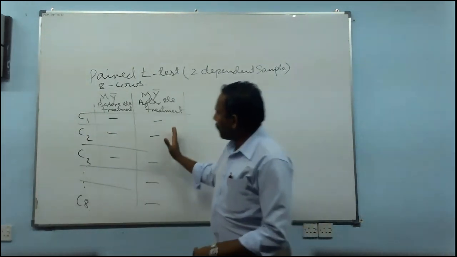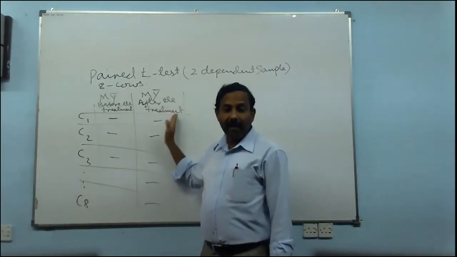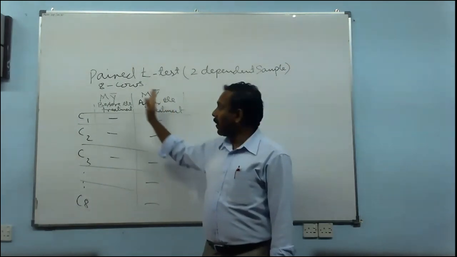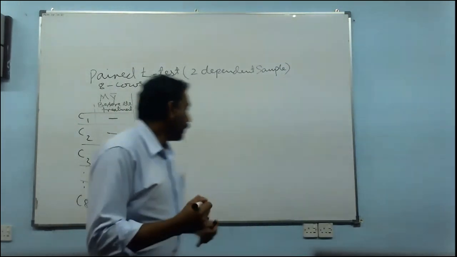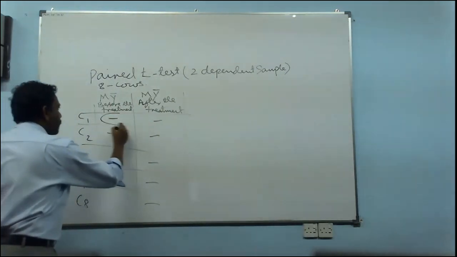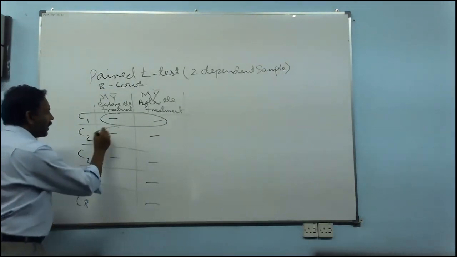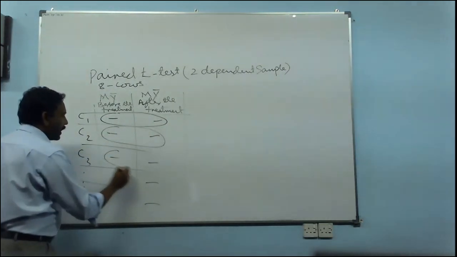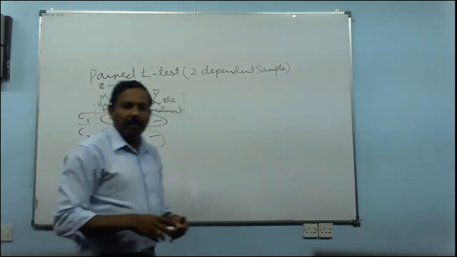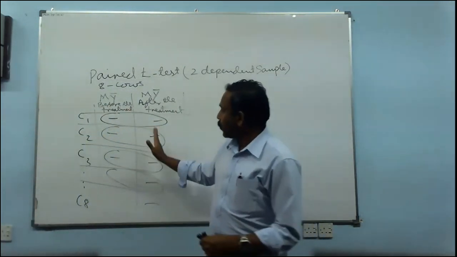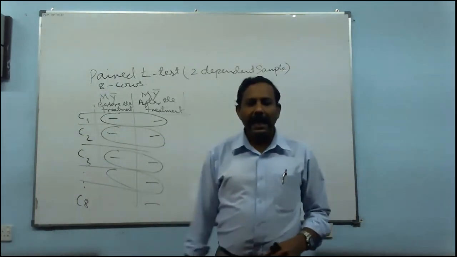So this population is totally dependent on this population's initial value. So this final value actually is dependent on the initial value. So this is called paired. Look here, these data are paired. Similarly, these data are paired, and so on. So this is called a paired t-test. Even though we have two populations, these two populations are dependent.